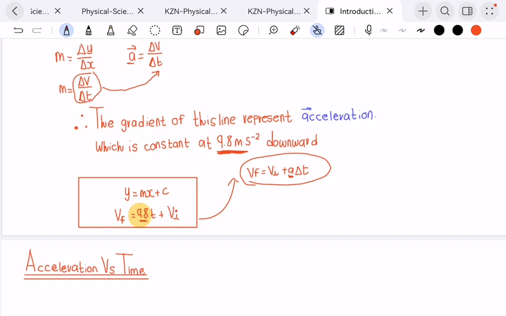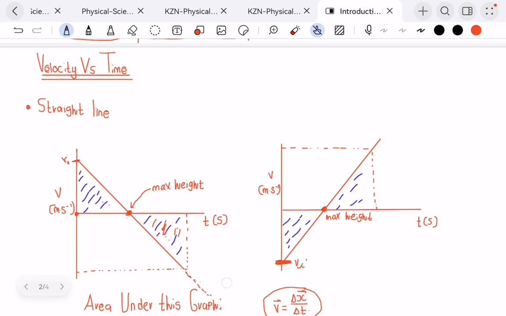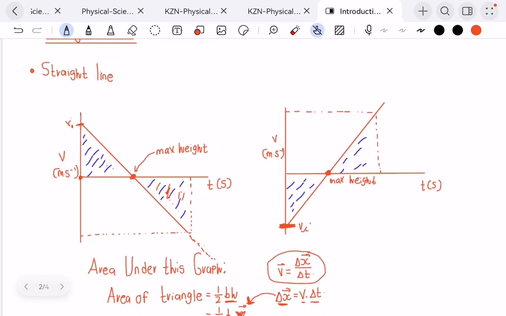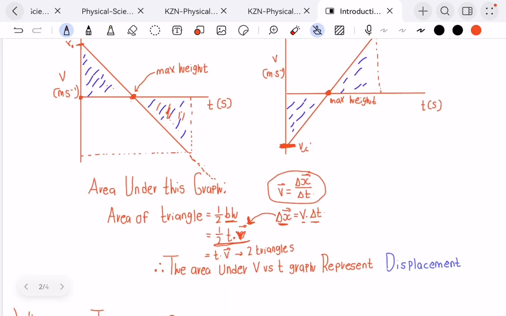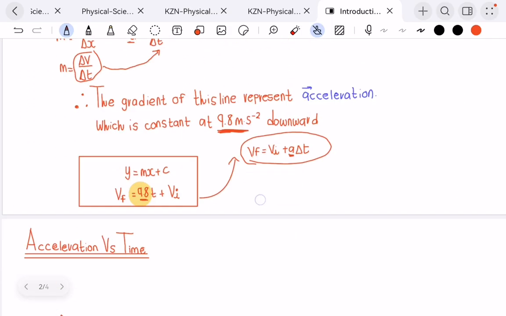So yeah, that is what you basically have to know about the velocity versus time graph. You have to know how to draw them. You have to know the area under the graph. You have to know the gradient. And you also have to be able to interpret this graph, right? Which is the most important thing, which is something that they usually ask a lot in the exams.